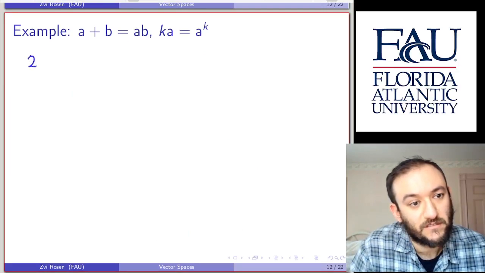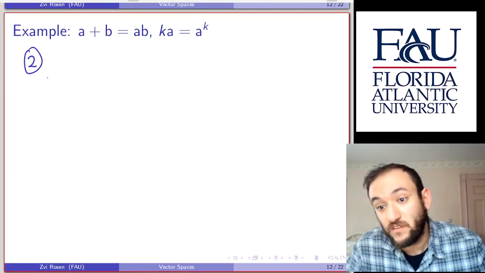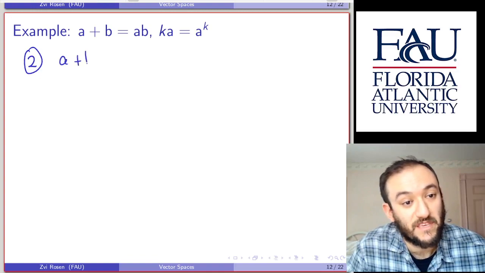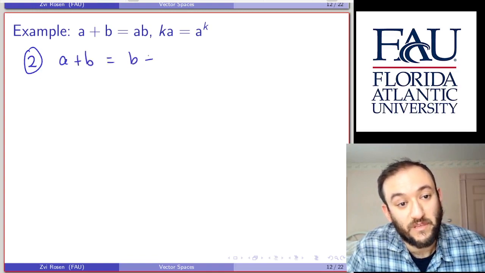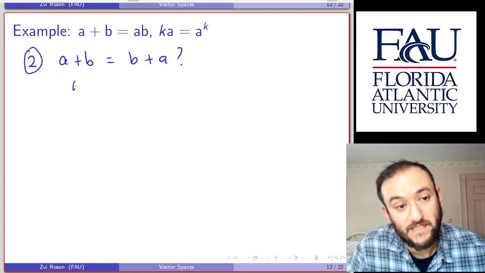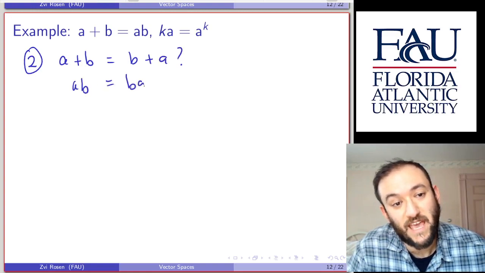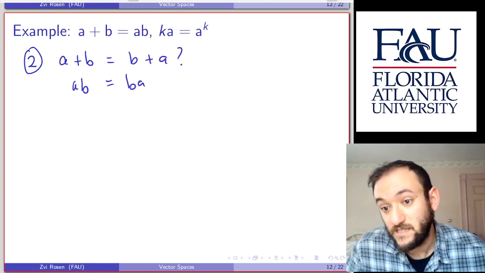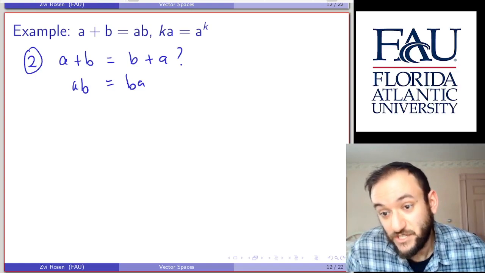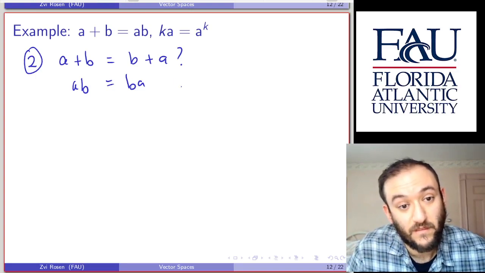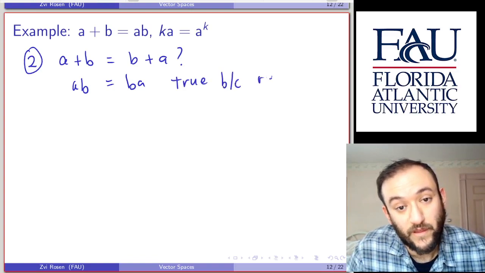How about commutativity of addition? So if we have a plus b, is that equal to b plus a? Well, this is ab, and this is ba, so it's commutative because real number multiplication is commutative. So this is true because real multiplication commutes.